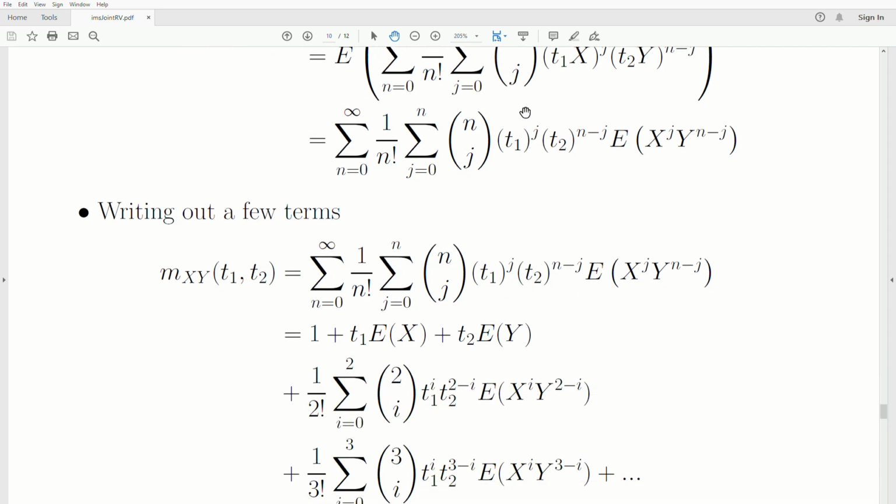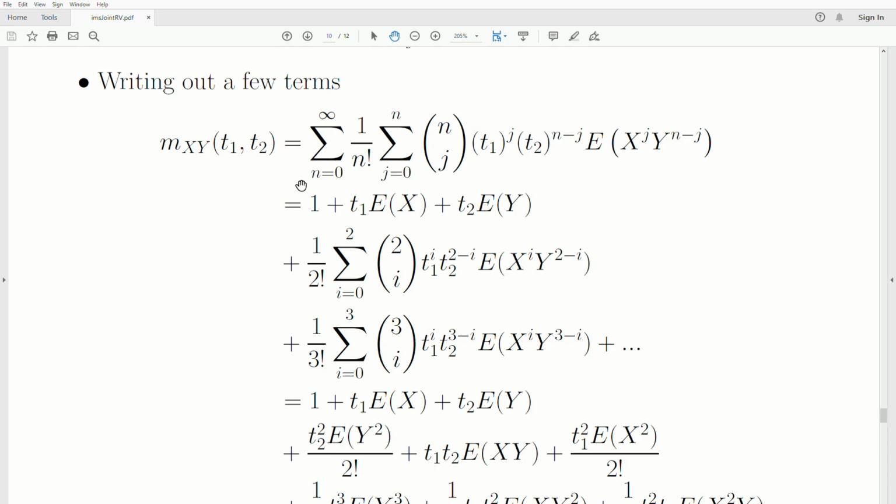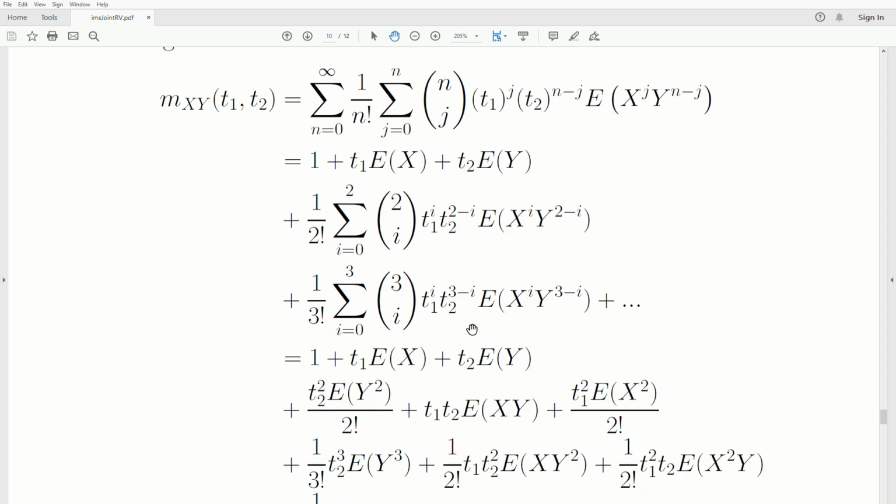So what I want to do is write out a few of these terms. And I copied it down so it doesn't go off the screen. So when n equals 0, we get 1 for this sum. When n equals 1, then we get these two terms. When n equals 2, then this is written like this. It goes from 0 to 2, and we'll expand that in a second. But then when n equals 3, then we get this sum of 4 terms.